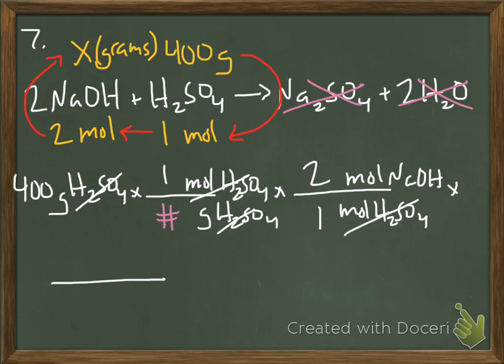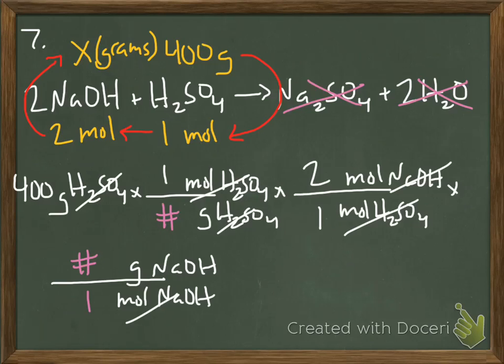On the bottom is going to be moles of NaOH. So we can cross that out. And then on the top is going to be grams of NaOH. So where the grams is going to be the number that you got for the molar mass. There's going to be a 1 next to the mole. So you do 400 divided by your molar mass of sulfuric acid times 2 times the molar mass of sodium hydroxide. And then you will get your answer in grams of sodium hydroxide.